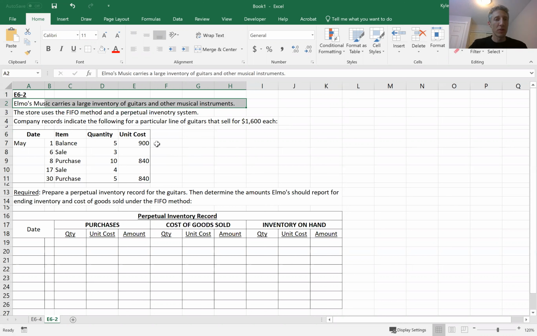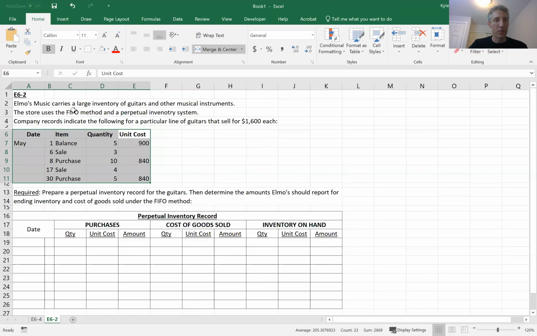$1,600 each. So we're given a list of transactions here, and I'll highlight that in light orange because we're going to be referencing that throughout solving this problem. Required: prepare a perpetual inventory record for the guitars, then determine the amounts Elmo should report for ending inventory and cost of goods sold under the FIFO method.